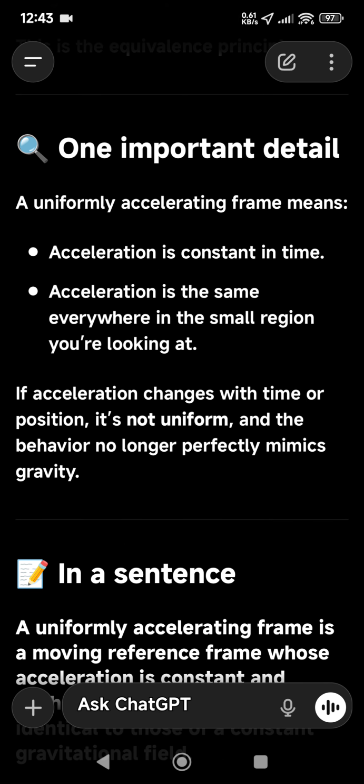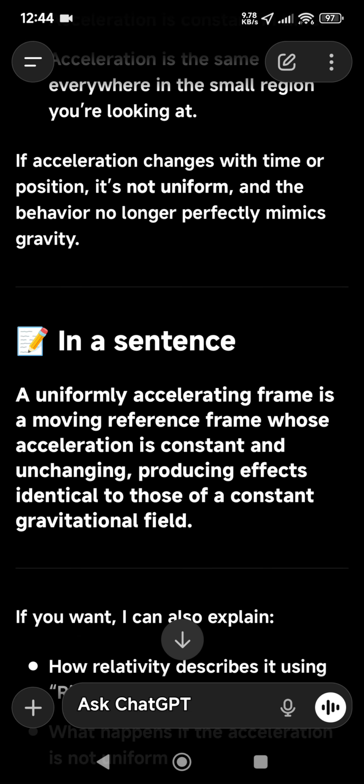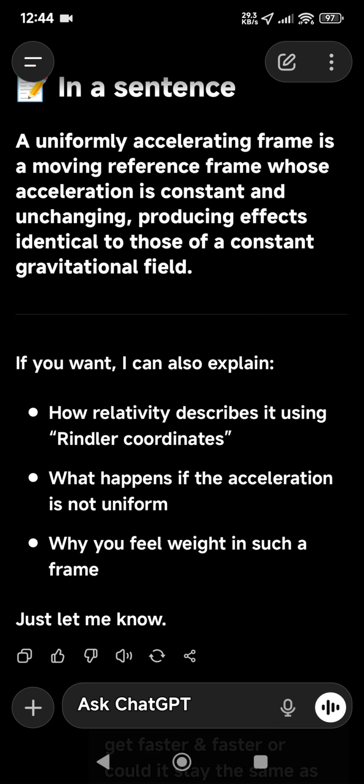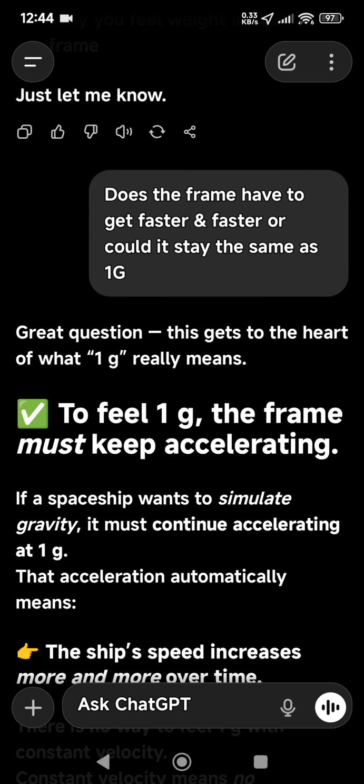One important detail. A uniformly accelerating frame means acceleration is constant in time. Acceleration is the same everywhere in the small region you're looking at. If acceleration changes with time or position, it's not uniform, and the behaviour no longer perfectly mimics gravity. In a sentence, a uniformly accelerating frame is a moving reference frame whose acceleration is constant and unchanging, producing effects identical to those of a constant gravitational field.